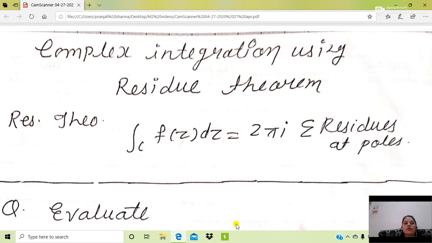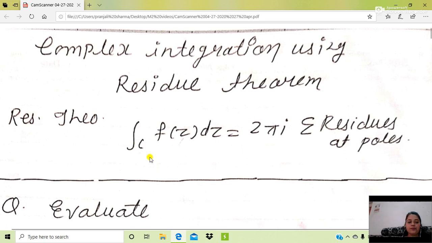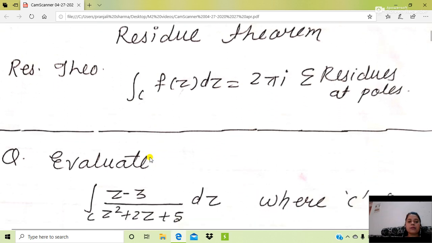Good morning. So, in this video lecture, you are going to understand various examples of complex integration using residue theorem. So, residue theorem says that integration of f(z) dz along the curve C is equal to 2 pi i into the sum of all the residues at poles inside the curve C. So, let's solve some examples.